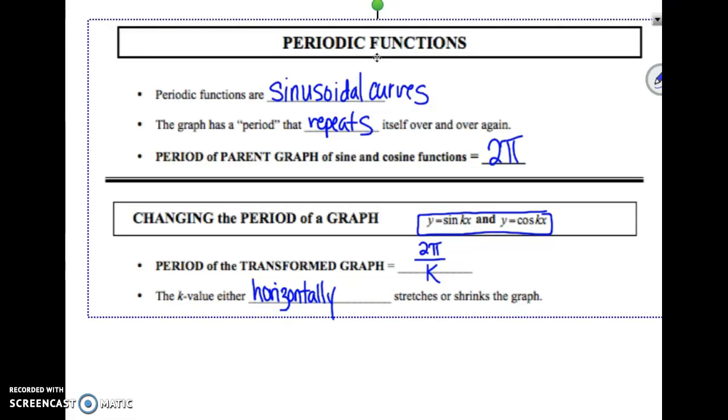If your k value is less than 1, it's going to be a stretch. If your k value is greater than 1, it's going to be a shrink. Now, intuitively, that's kind of backwards of what you would expect, but if your k value is smaller than 1, that means it's stretching out, or slowing down the period. Whereas if your k value is bigger than 1, it's shortening your period, right? It's making the graph happen faster over a period.